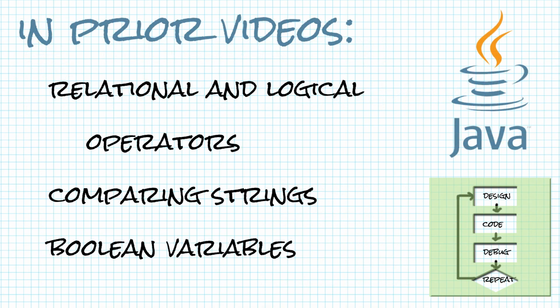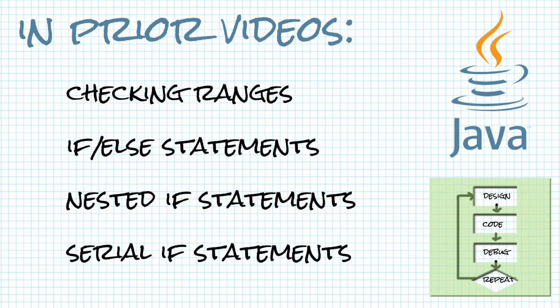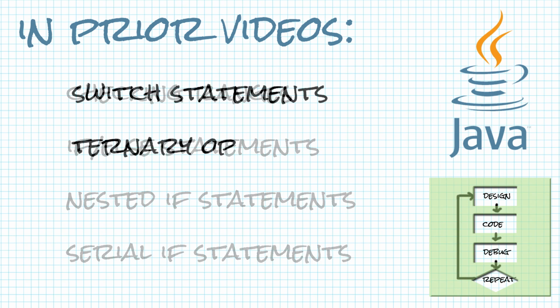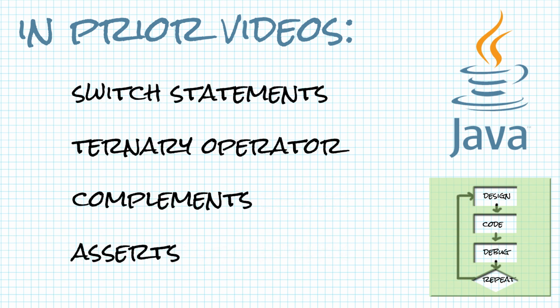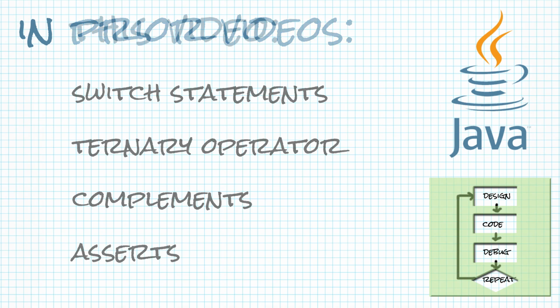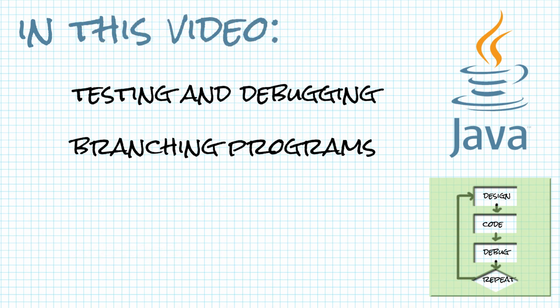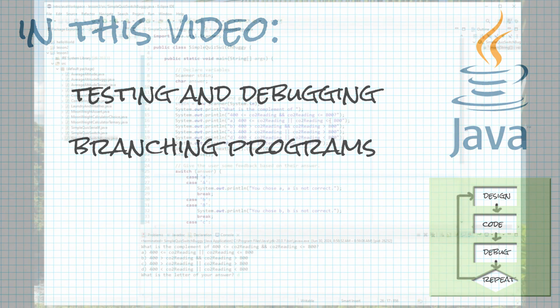In prior videos, we've covered just about everything having to do with branching programs in Java: relational and logical operators, comparing strings, Boolean variables, checking ranges, if-else statements, nested if statements, serial if statements, switch statements, the ternary or conditional operator, complements of Boolean expressions, and assert statements. In this video, we're going to look at the best ways to test and debug branching programs. Let's get right into it.